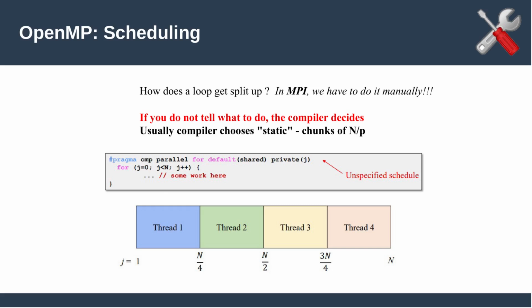In OpenMP, loop iterations are divided among threads. Unlike message passing interface, where manual distribution is required, OpenMP allows the compiler to decide. By default, it often selects static scheduling, distributing chunks of iterations evenly across threads, with each thread handling N/P iterations, where N is the total number of iterations and P is the number of threads.